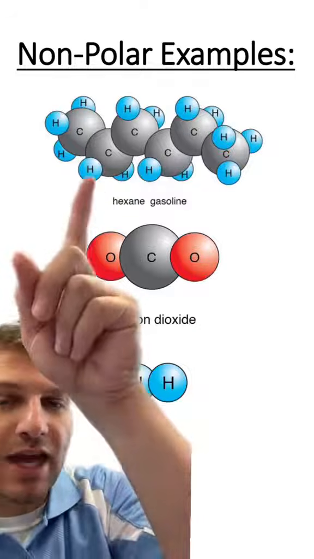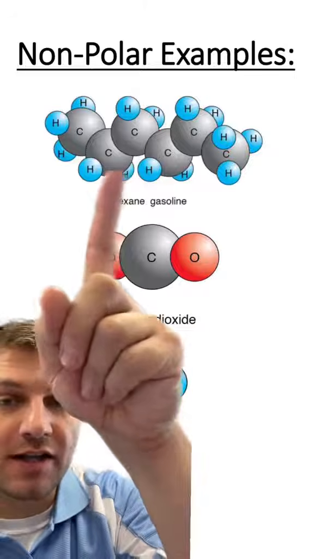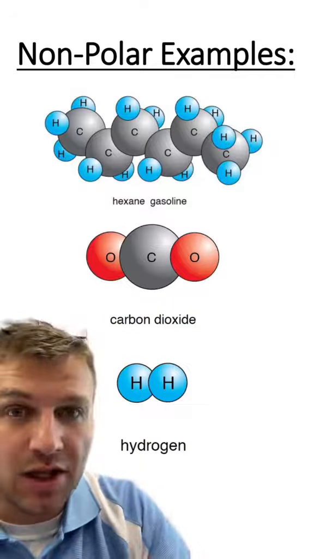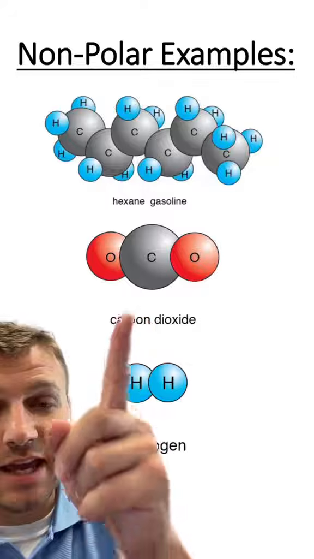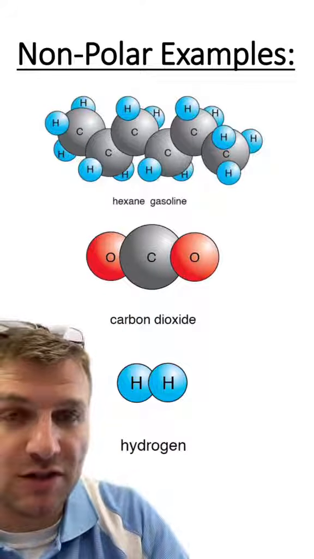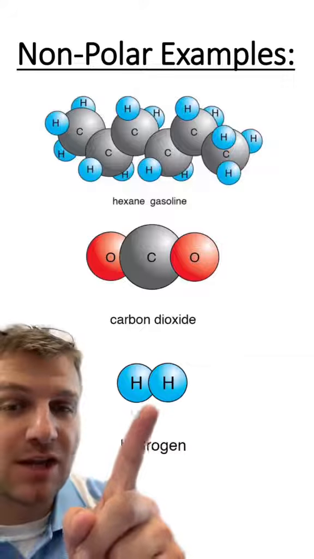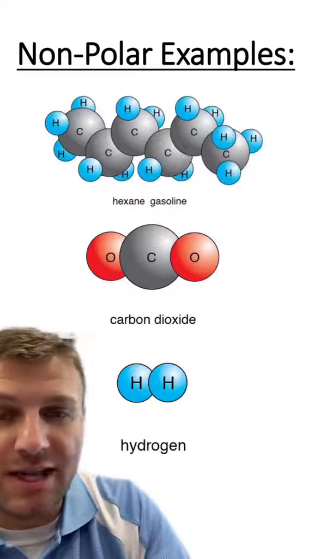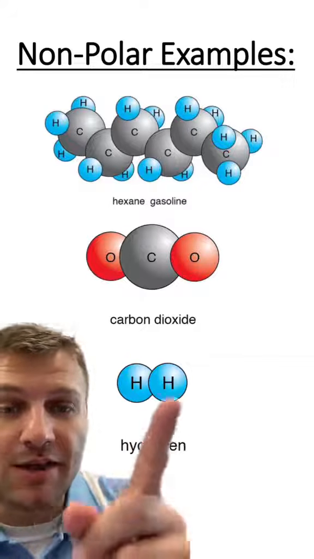You can see when we have a lot of carbons and hydrogens just bonded together, it's going to create a nonpolar molecule. Carbon dioxide is a nonpolar molecule because there's equal sharing between the carbons and the oxygens. And there's equal sharing between these hydrogen molecules because they have the same electronegativity, so they're going to pull on the electrons evenly.